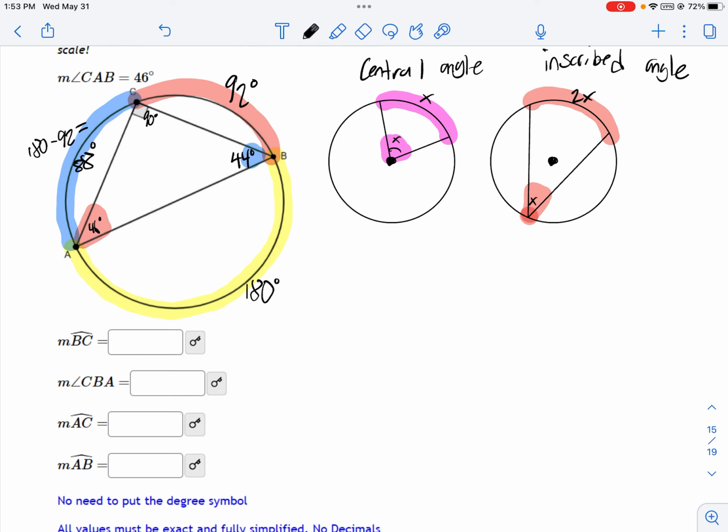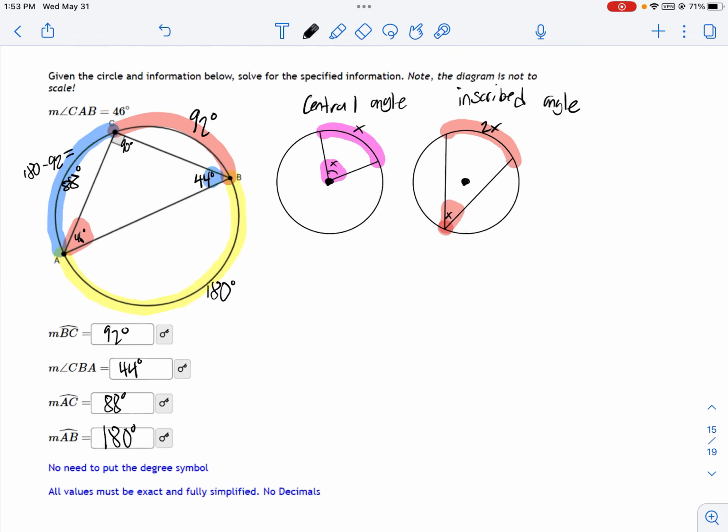All right, so the arc from B to C is our red arc, 92 degrees. The measure of angle CBA we just found was 44 degrees in blue. The measure of arc from A to C is also our blue arc there, so 88 degrees. And the measure of arc from A to B we found was 180 degrees. And there you have it.